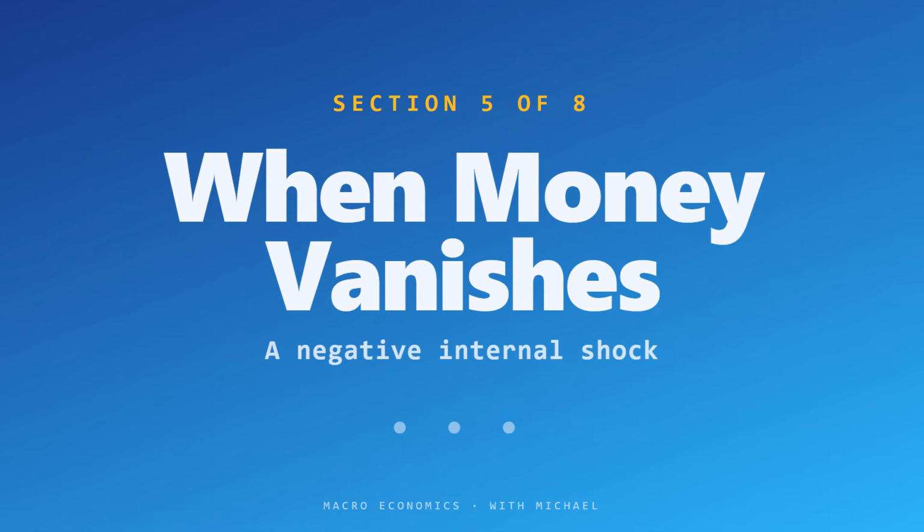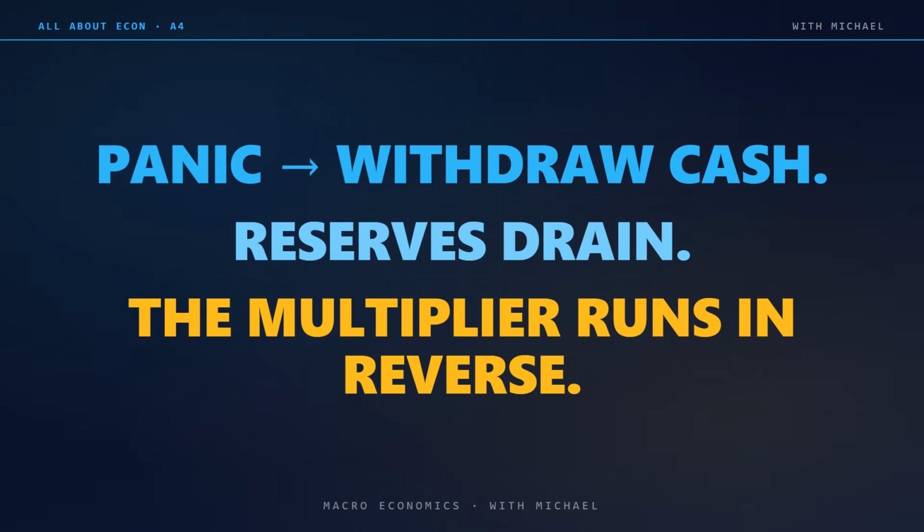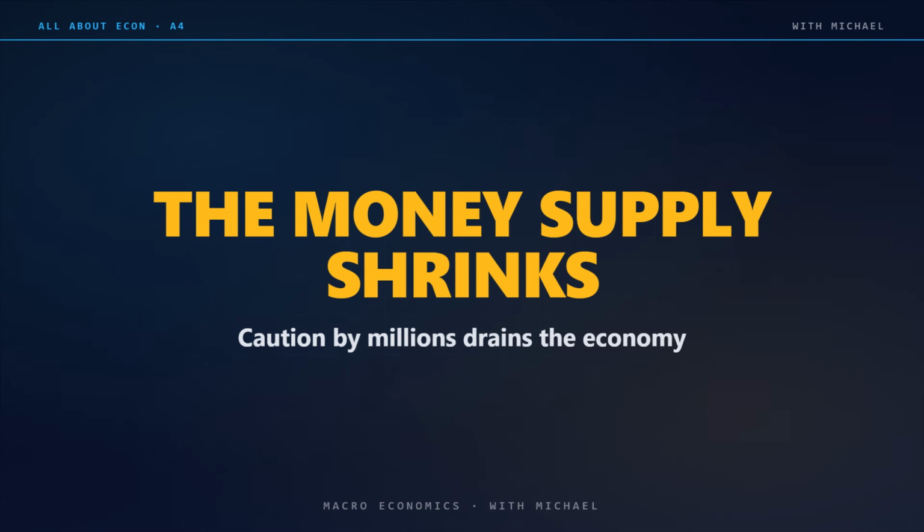The word internal is key because the problem started inside the money market itself, not from some outside event. And here is the crucial consequence. When cash leaves the banking system, banks have fewer reserves to lend, the multiplier works in reverse, and the total money supply actually shrinks. A simple act of caution by millions of people can quietly drain money out of the entire economy, choking off credit exactly when it is needed most.